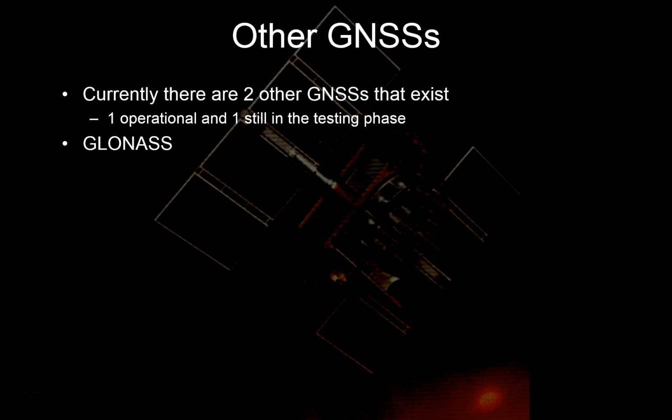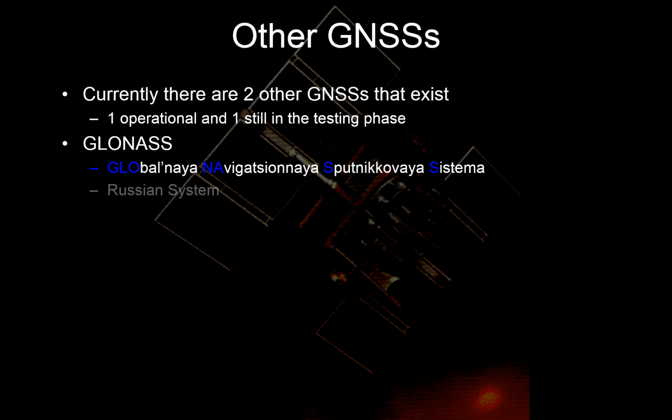GLONASS is the closest thing to GPS. It's the most developed to date. GLONASS is just Russian for Global Navigation Satellite System. That's really what those words mean, but we abbreviate it as GLONASS. It's a Russian system, again military, designed for 24 satellites in 3 orbital planes.